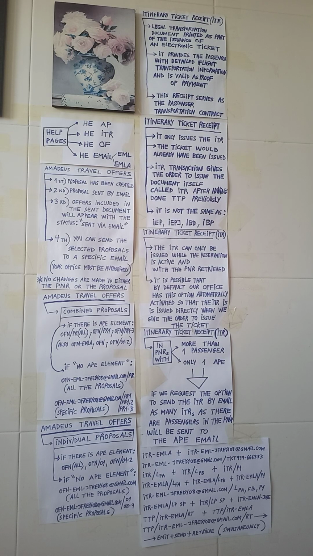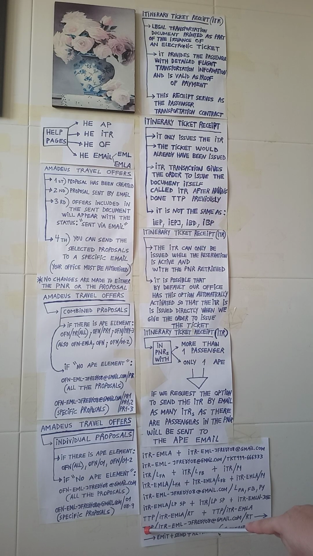When documents are issued in Amadeus using the TTP code, the system takes us out of the reservation. That's why we can write RT at the end of each transaction that starts with TTP, so that the system automatically goes back into the reservation after issuing the document. Let's go to the last transaction.